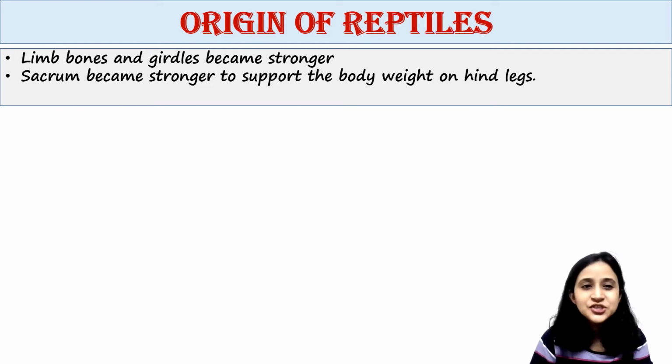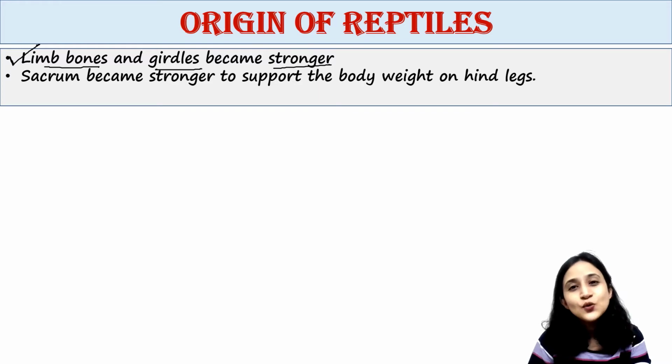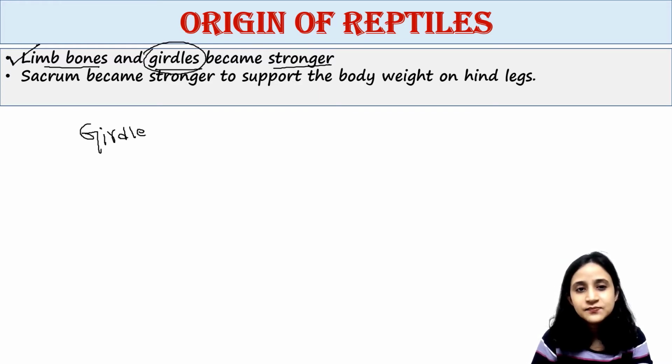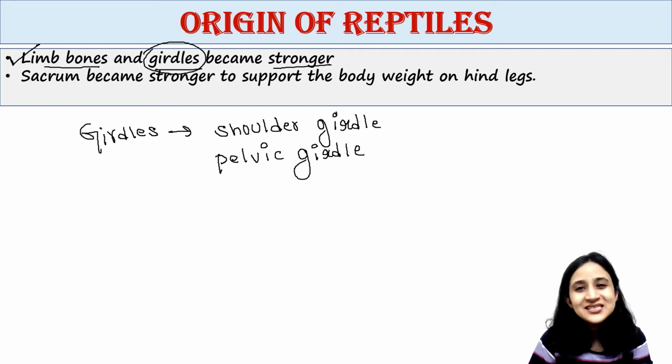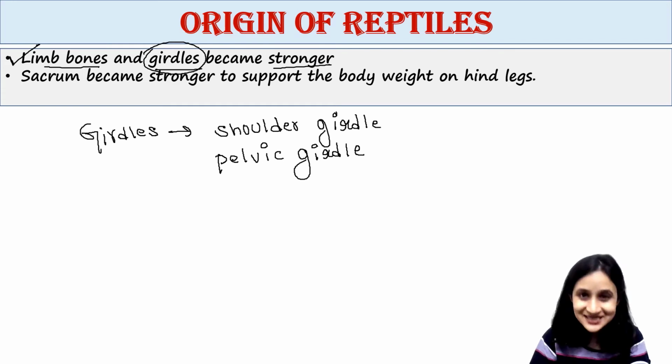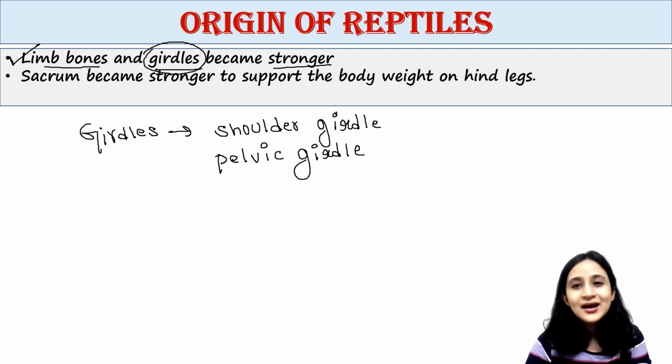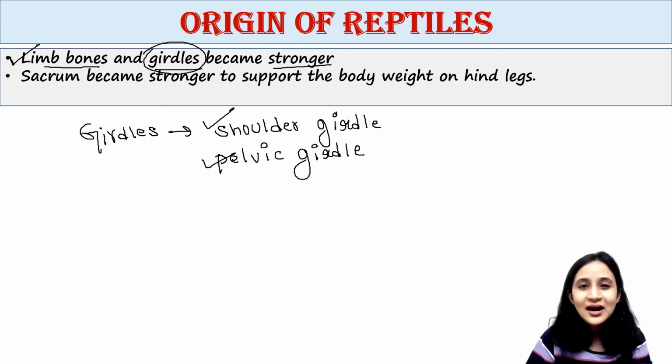Next, during the transformation, limb bones and girdles became stronger. There are two types of girdles: the shoulder girdle and the pelvic girdle. These two girdles connect upper and lower limbs to the bones along the axis of the body. So what is a girdle? They connect upper and lower limbs to the bones along the axis of the body. The shoulder girdle connects the upper limbs, and the pelvic girdle connects the lower limbs to the main axis of the body. So that is one more change.